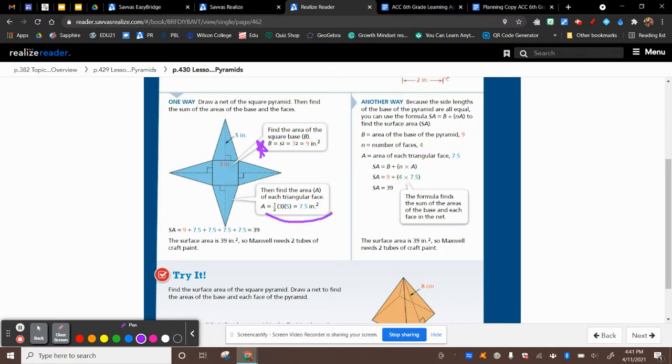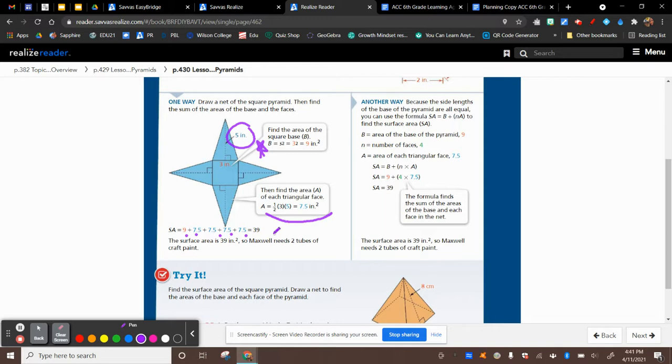And then we find one triangle, which is 1/2 base times height. The base is 3. It's the same as the square side. And then the height is given here as 5. So 1/2 base times height is 7.5 inches squared. Now we need to add the base and then all of the other faces, and we get 39. So the surface area is 39 inches squared. We know that he'll need 2 tubes of paint.